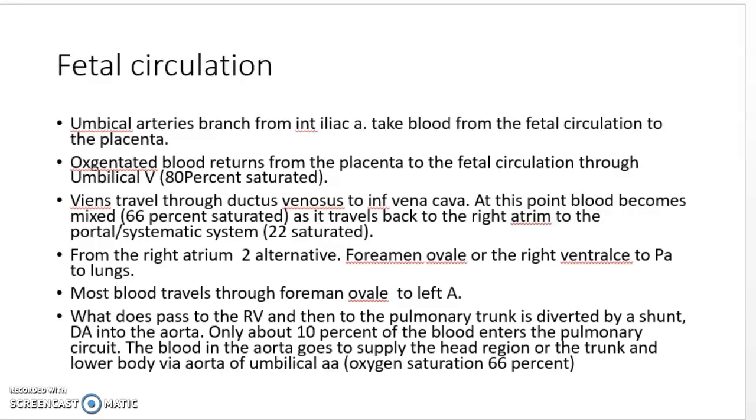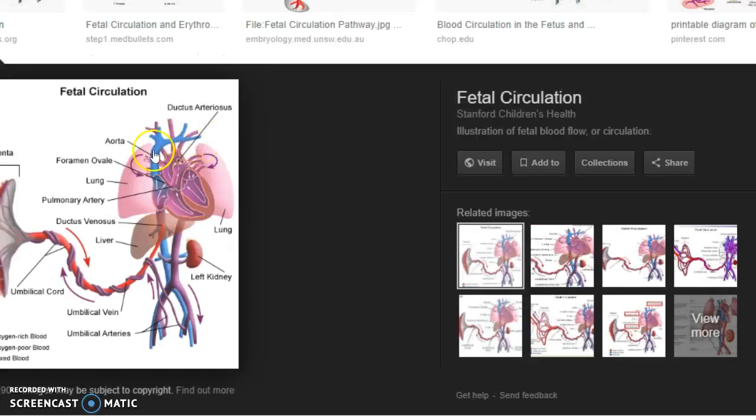So how do they do this? As we can see over here, here's a very nice picture. Imagine this as the baby in the mother: everything over here is the mother side, everything over here is the baby side. You can see the umbilical arteries from the internal iliac arteries. They take the deoxygenated blood all the way to the placenta, to the mother, to have all the exchange, and then the blood comes back.